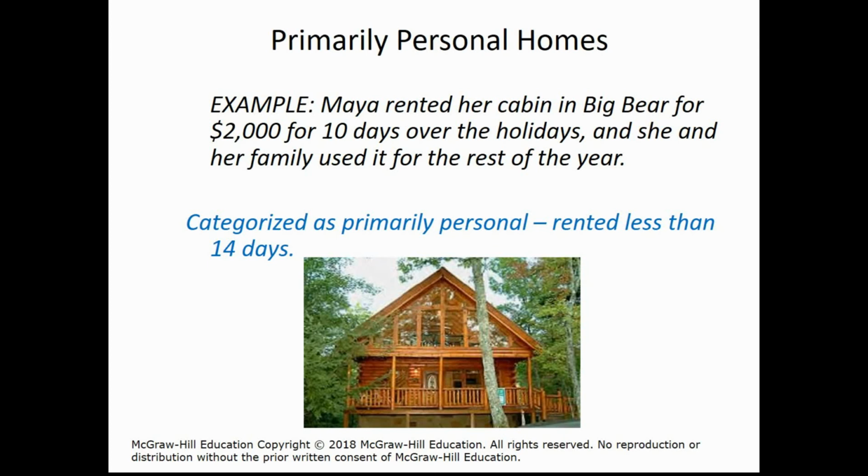So an example of a primarily personal home: Maya rented her cabin in Big Bear for $2,000 for 10 days over the holidays, and she and her family used it for the rest of the year. Well, this would be primarily personal since it was rented less than the 14 days.